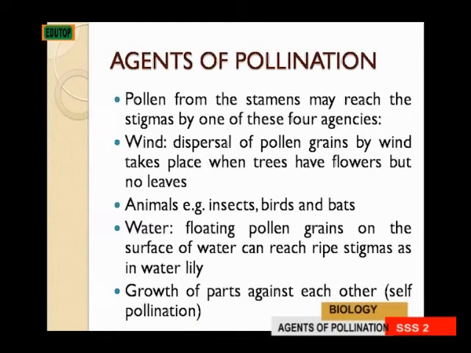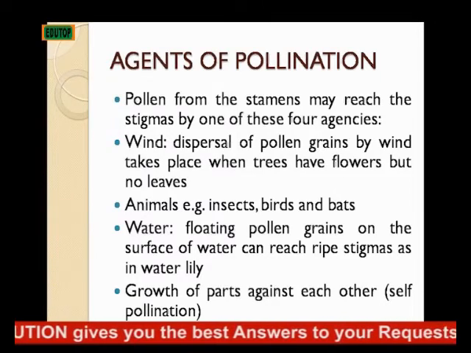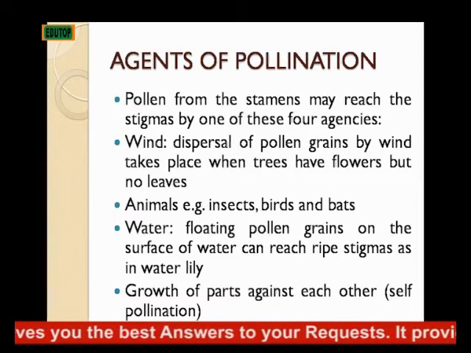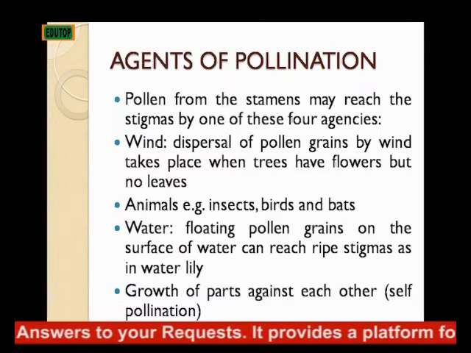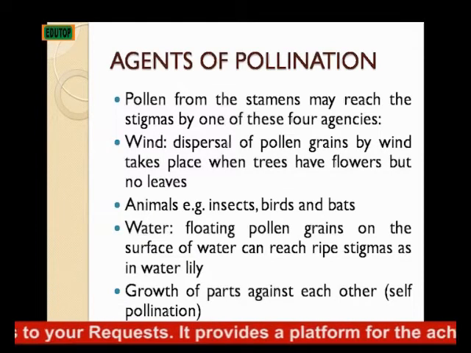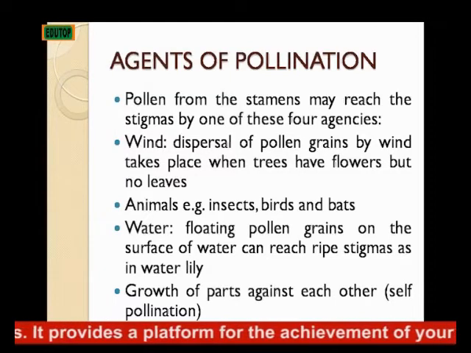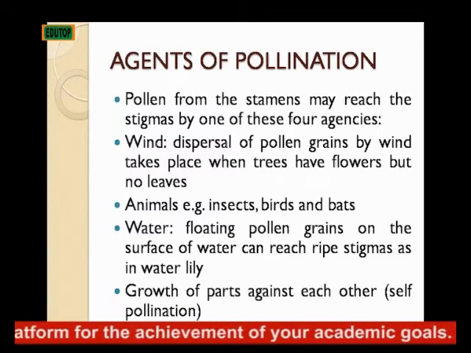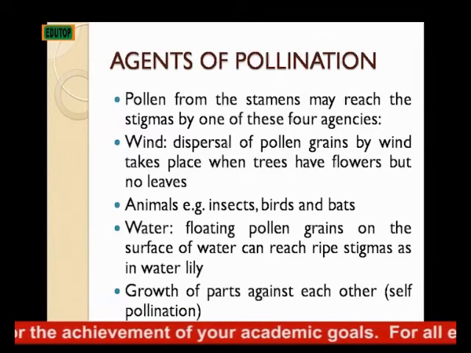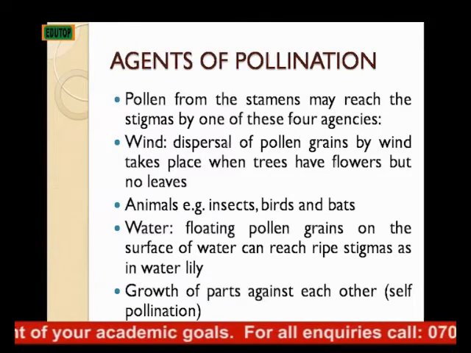Wind disperses grains from flowers that have no leaves. When the trees have flowers but no leaf, the wind can carry the pollen from a particular plant to another plant. Then animals like insects and birds take pollen too. In the process of their own feeding on the pollen of some flowers, they carry some remains to another plant, thereby causing pollination to happen.